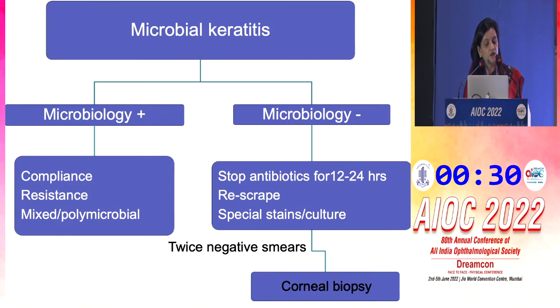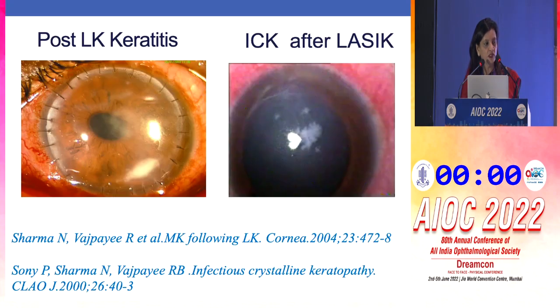If the microbiology report is present and the ulcer is still not responding, then you have to look at three things: compliance, resistance, and whether it is mixed or polymicrobial and you're missing some other organism. However, if the microbiology report is not there and there is no microbiological diagnosis, then one can stop antibiotics for 12 to 24 hours, re-scrape and send for special stains and culture, and also routine stains. And if it's a twice negative smear, then one does corneal biopsy.